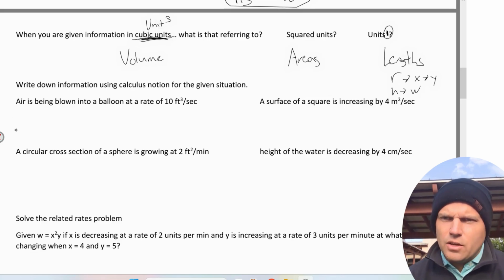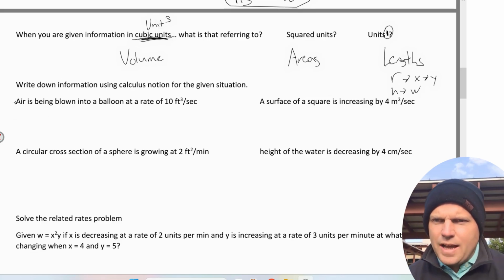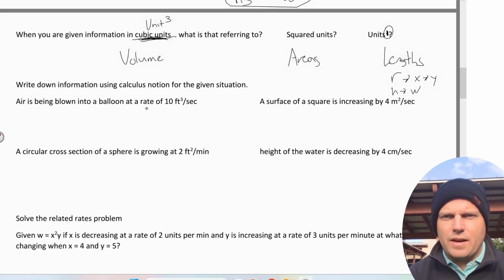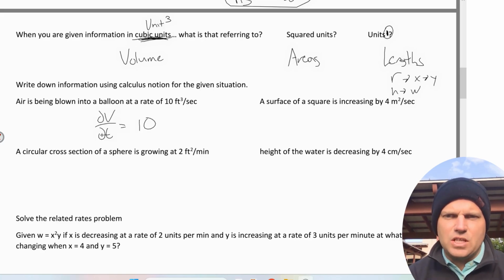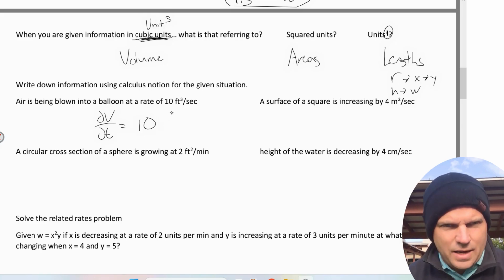Okay. So you're going to have these word problems, and a word problem could involve this information: air is being blown into a balloon at a rate of 10 cubic feet per second. That is how volume is changing. So we will write down a calculus notation change statement that dV/dt, the change in our volume at moments in time, is equal to 10.